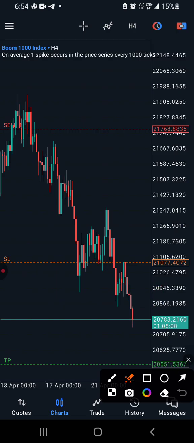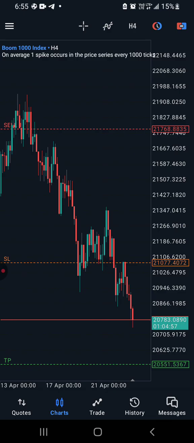This is why I always say you must make sure you have the right mindset. No need to panic. Okay, no need to panic when you are trading. So this is a very awesome and very beautiful setup on the Boom 1000 index.